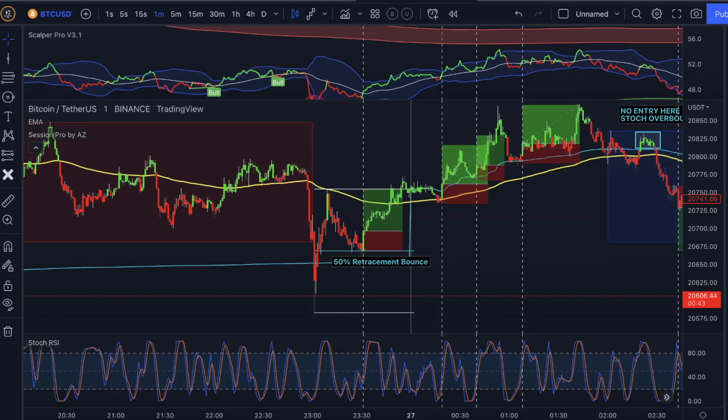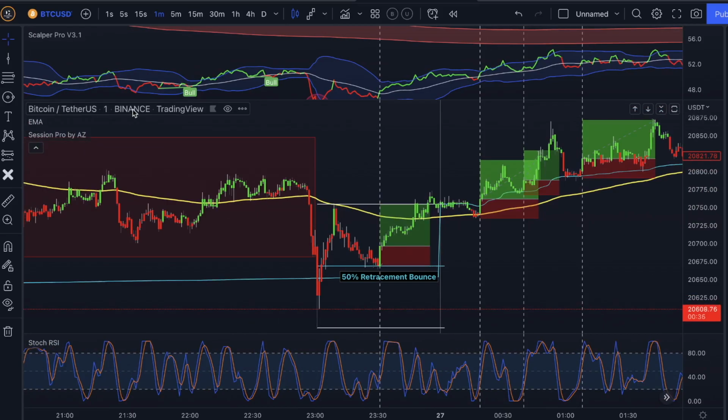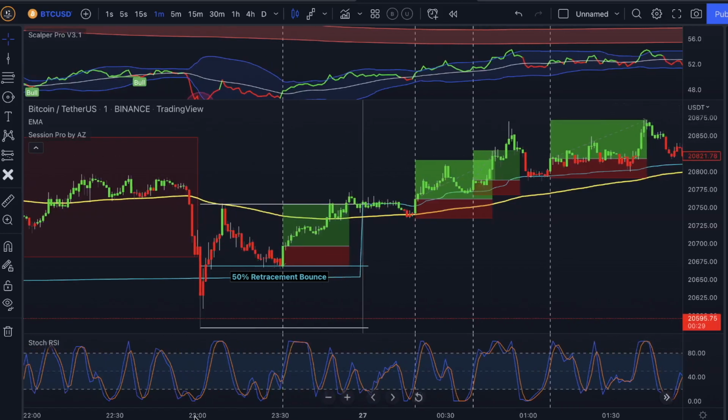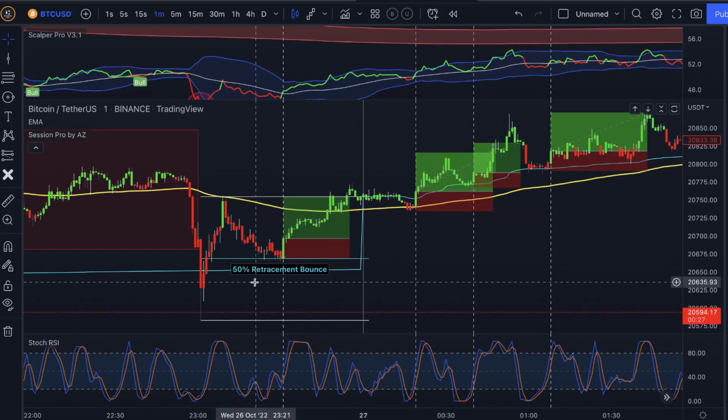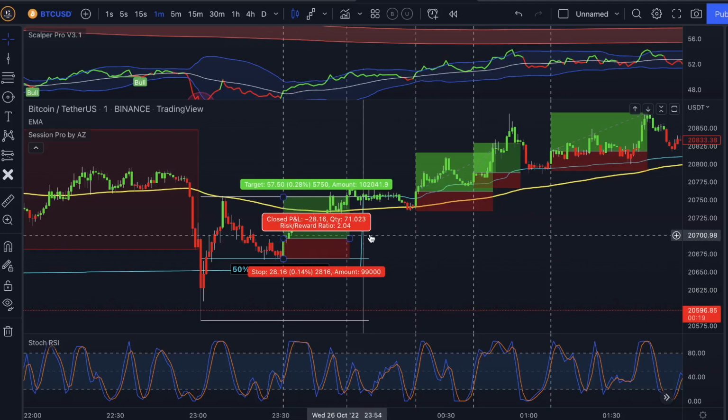Today is the 27th of October, and today I was trading a little bit of Bitcoin USDT on a Binance chart. I used a little bit of leverage, 10x to be exact, and risked right around, I think, $250 of my total balance with 10x leverage for a total of 2 trades.